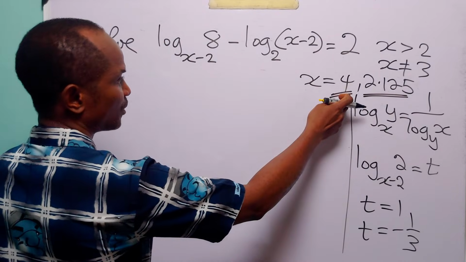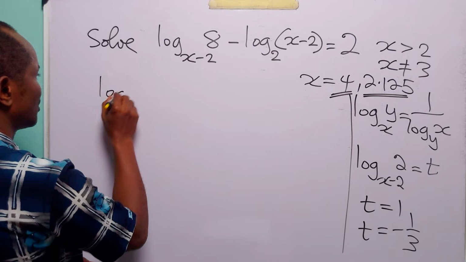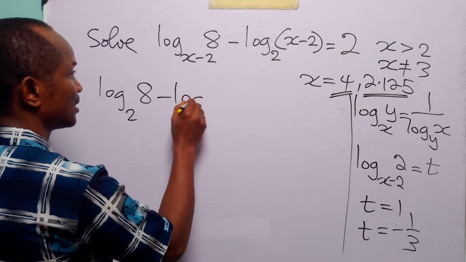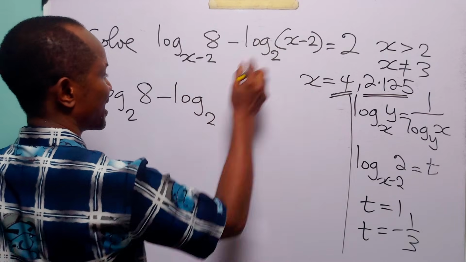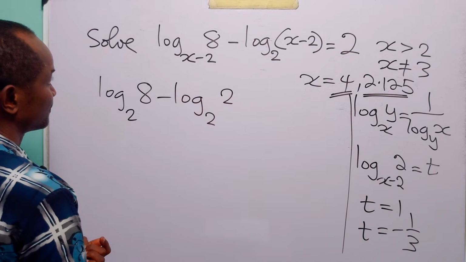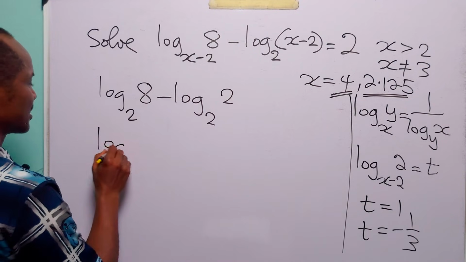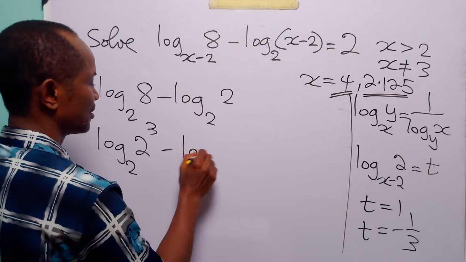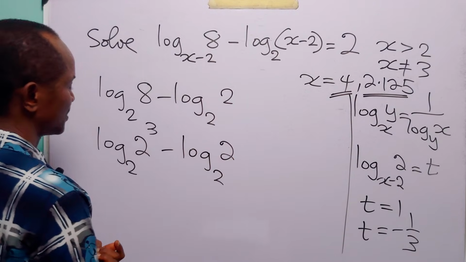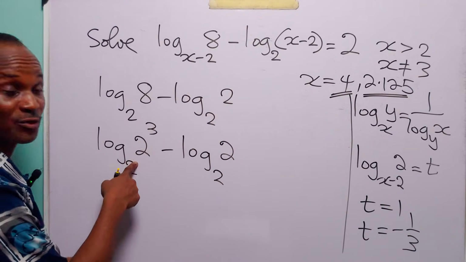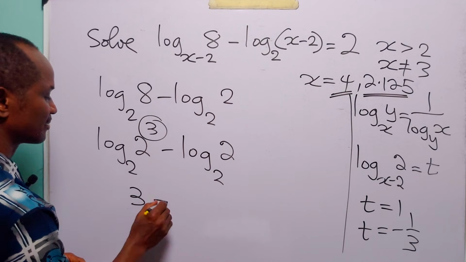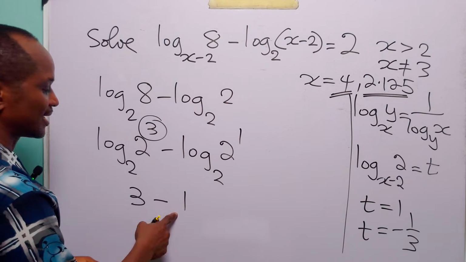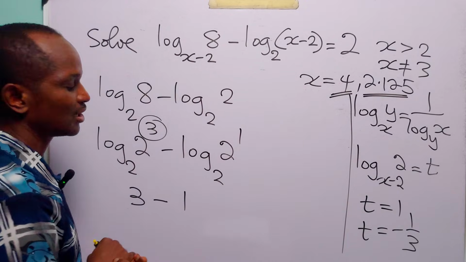And when x is equal to 4, then we have log to base 4 minus 2, which is 2, of 8, minus log to base 2 of 4 minus 2, which is 2. Now this can be written as log to base 2 of 2 to the power 3 minus log to base 2 of 2. Of course, you know that log to base 2 of 2 to the power 3 is equal to 3. And log to base 2 of 2 is equal to 1. And 3 minus 1 is equal to 2.